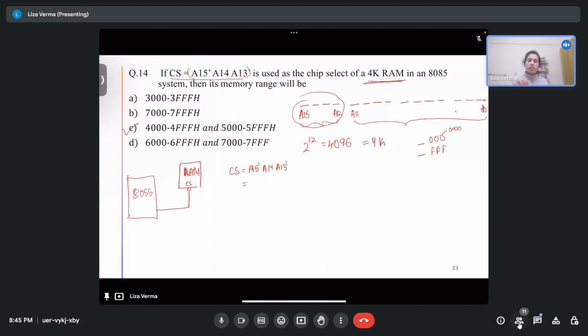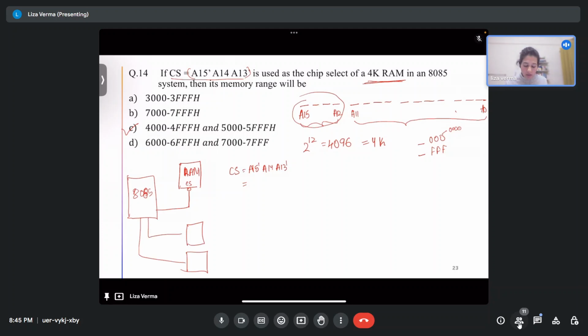To access the memory locations of this RAM, the 8085 has to enable this chip first, so that it knows which peripheral chip it has to see. Here in this question, it's given this one RAM. There might be some other peripheral devices also that this 8085 can store data on.